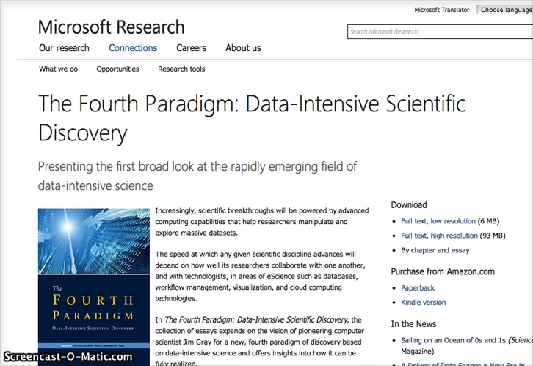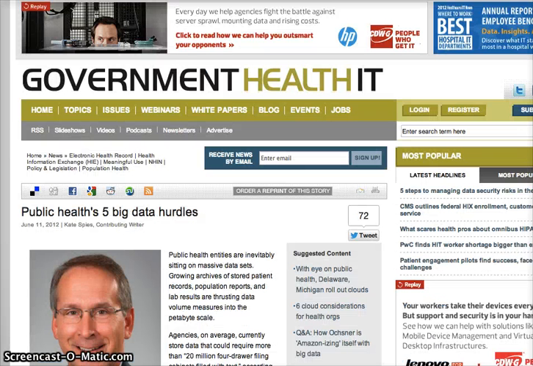Big data is also a hot topic in healthcare. An article from this past summer's Government Health IT explains the 5 big data hurdles in healthcare. Skip to point number 5 to read about how big data might fundamentally change healthcare.